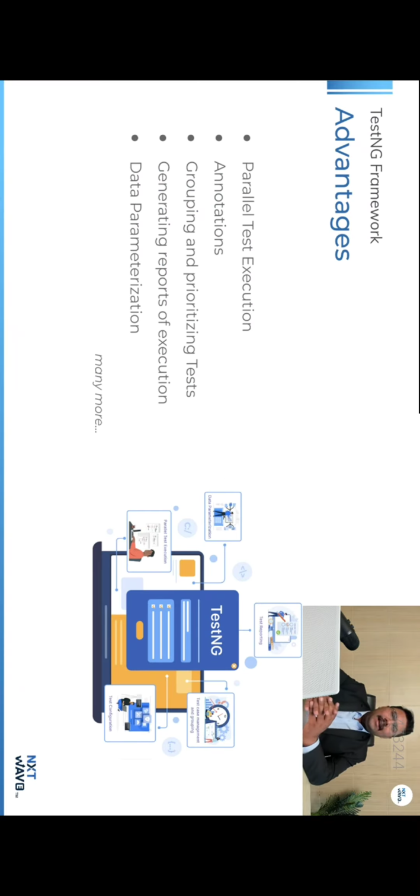When it comes to using TestNG in general, there are a huge number of advantages, especially from the perspective of doing automation testing with Selenium. You can perform parallel testing. There are annotations, we'll learn about annotations as we move forward. You can group the test cases and prioritize them easily. It also gives us the ability to produce detailed reports of execution. Data parameterization is possible and much more. There are a whole lot of new features altogether.